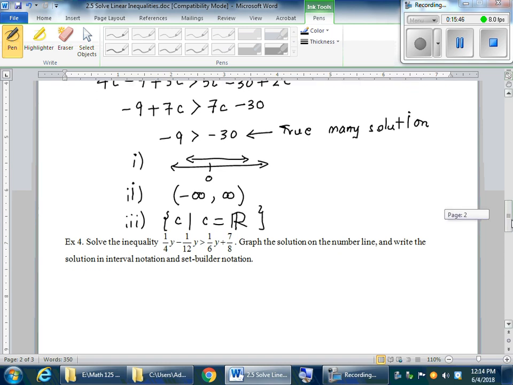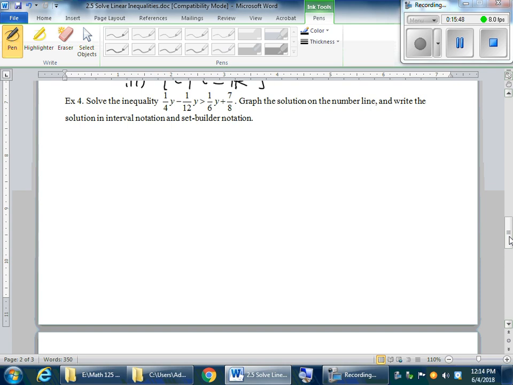The next example, example 4. This time we have fractions, so we know that if we have fractions, we basically clear the fractions first, like when we solve an equation. The LCD in this case of 4, 12, 6, 8 is 24. So I multiply the left hand side by 24 and the right hand side by 24 to clear the fractions.